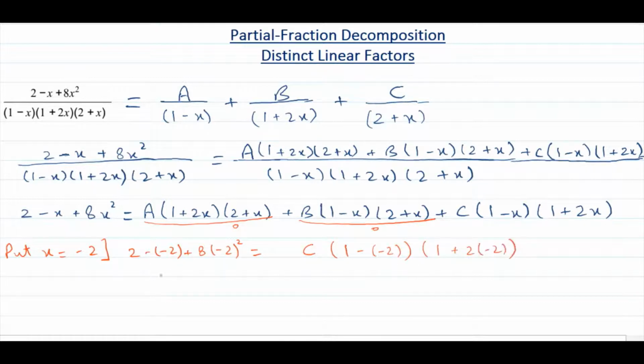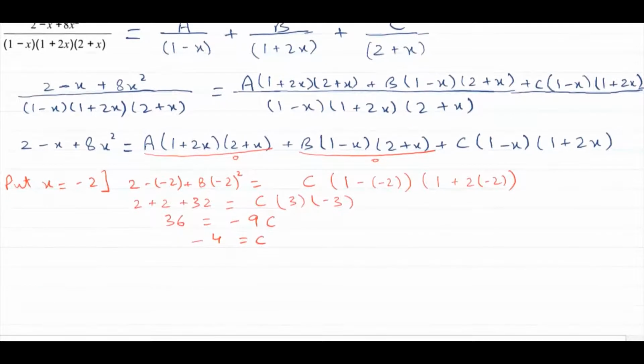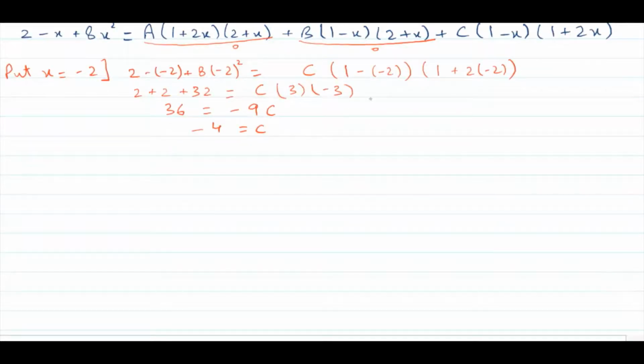We have this. We simplify this, we get 2 plus 2 plus 8 into 4, that is 32. On the right hand side, we have C multiplied by 1 plus 2, that is 3, and 1 minus 4, that is minus 3. So we get 36 equal to minus 9C. This gives us C equal to minus 4. So we have the value of one of those variables already, right? Let's look at what other value of x we can put here.